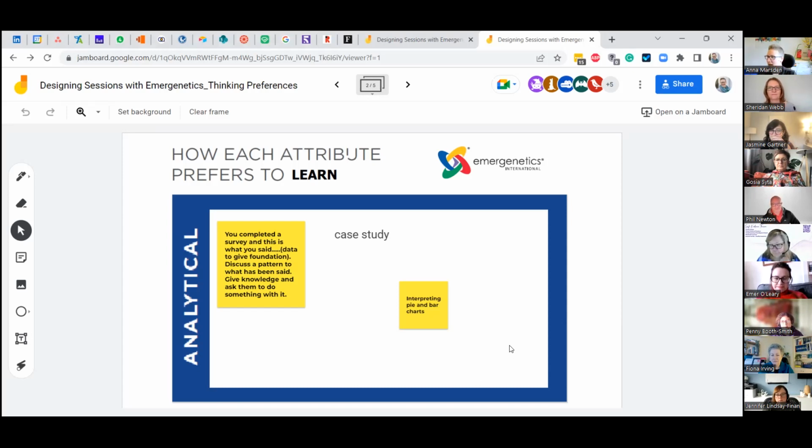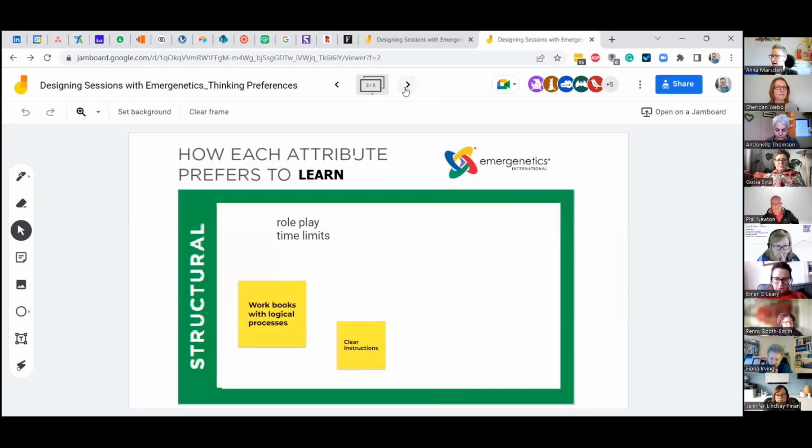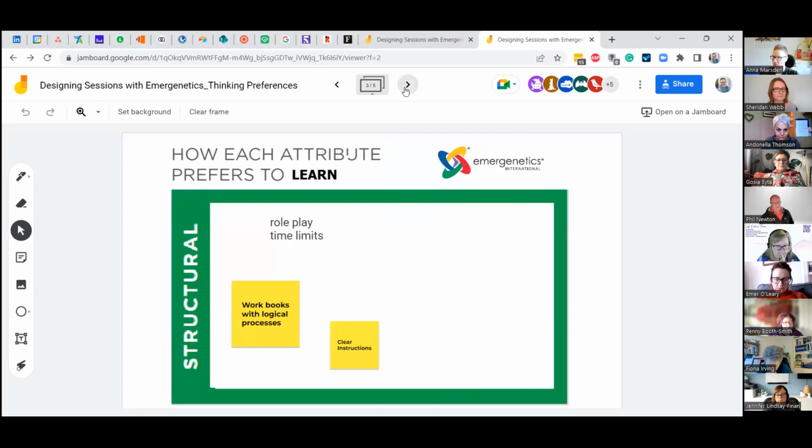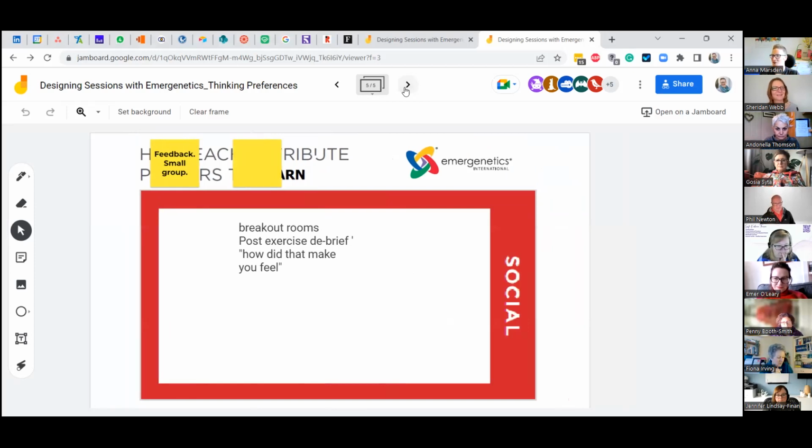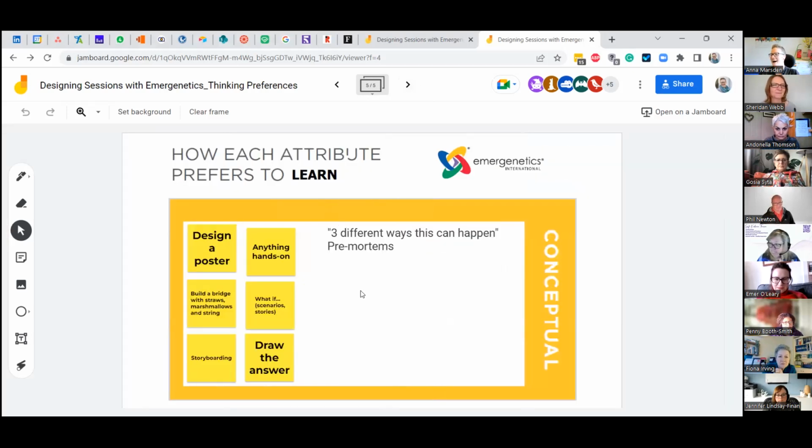That's brilliant. So we really are out of time because Sheridan wants to speak to you all, but I'll leave the Jamboards up so you can flick through them and we can see case studies, information, data. We've got workbooks. Again, we love those so we can follow a structure. Breakout rooms. How did that make you feel? That's a great social thinking one. Conceptual. Sheridan said, I think there's lots of conceptual folk in this session, and I think that maybe you're right. So I'll leave those up so you can have a little look at them.